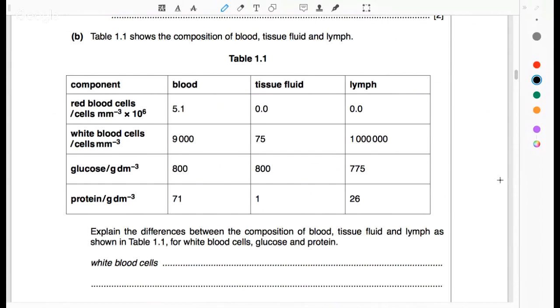Okay. Going back to why there's such a high concentration of white blood cells in the lymph, tell me a bit more about that. Not relevant to the question, but I just want to test your knowledge. Okay.